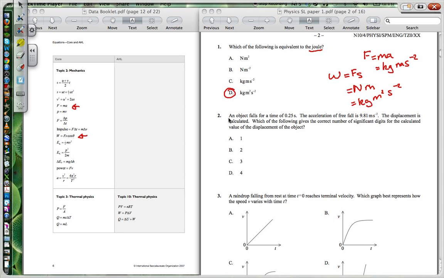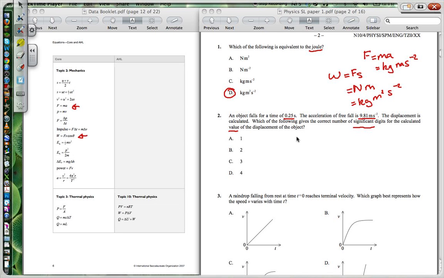Next question, question 2. An object falls for a time 0.25 seconds. The acceleration of free fall is 9.81 meters per second. The displacement is calculated. Which of the following gives the correct number of significant digits for the calculated value of the displacement of the object?